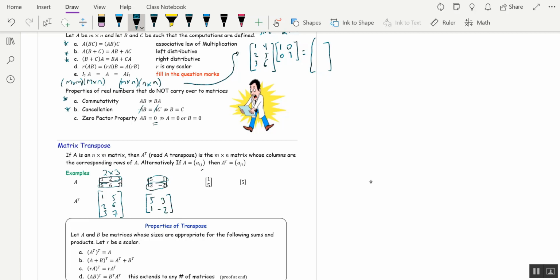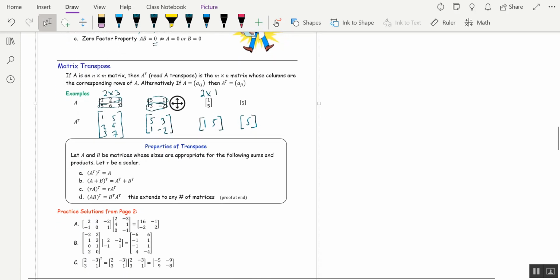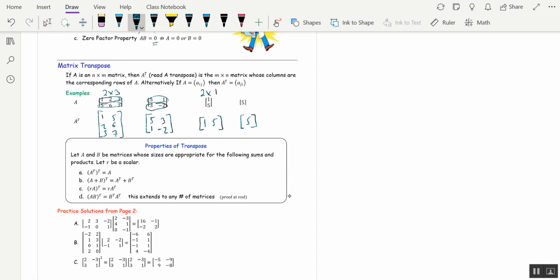All right, the next one is a 2 by 1. This turns into a 1 by 2 that looks like this, 1, 5. And a 1 by 1 transpose is itself. So the transpose of 5 is 5. All right, properties of transpose. If you transpose and then retranspose, you get your matrix A back again. That makes sense. Transpose distributes over addition. And then property C tells you how scalar multiplication and transpose interact.